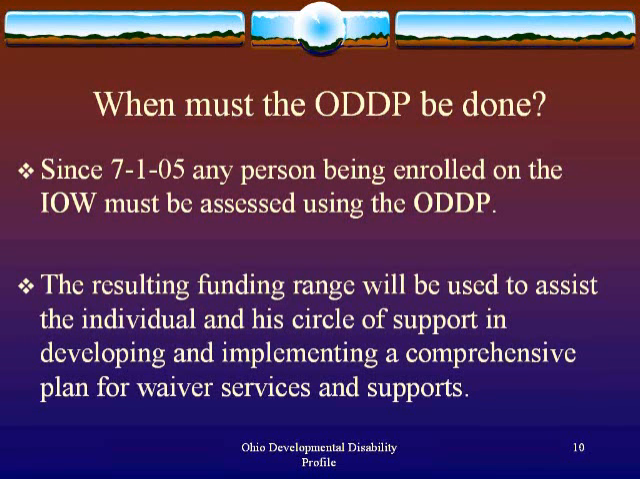The DDP has been around since 7105, so anybody who was enrolled at that time and since then should have a DDP in place if they were enrolled on the IO waiver. Again, the resulting funding range simply points you to a funding range, and we're trying to assist the individual and the team, his circle of supports, to understand that we believe this is the funding range in which your needs can be met.